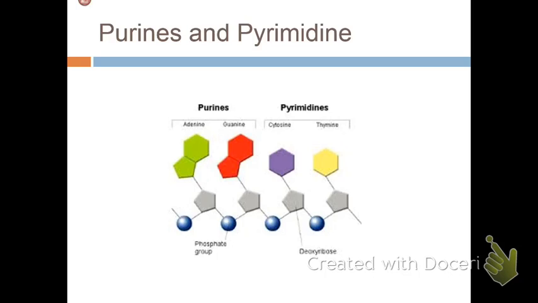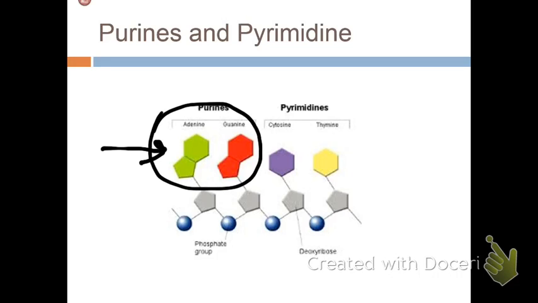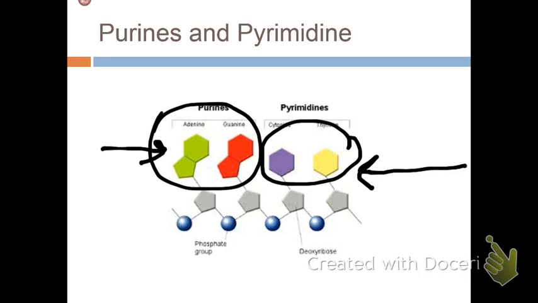Here's a picture of the purine and pyrimidine structure. Note that adenine and guanine have the double ring structure here, and our pyrimidines, cytosine and thymine, only have one ring structure in their nitrogenous base. This gray pentagon represents our 5-carbon sugar, and the blue sphere represents the phosphate group.